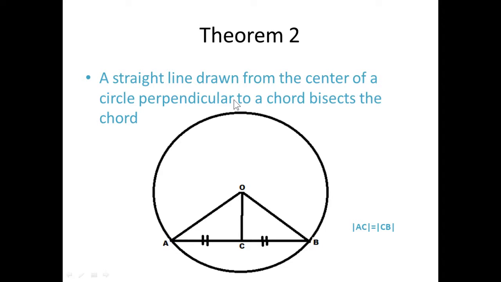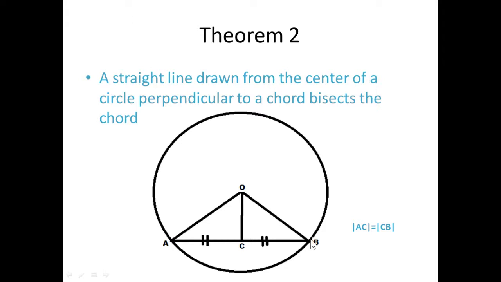a circle perpendicular to a chord bisects the chord. As you can see here, the line drawn from the center of the circle O to this point C bisects this chord AB into two equal halves. That is, AC is going to be equal to CB. That's what the theorem is talking about: the line drawn from the center of the circle perpendicular to a chord is going to cut the chord into two equal halves. That is, AC is equal to CB.